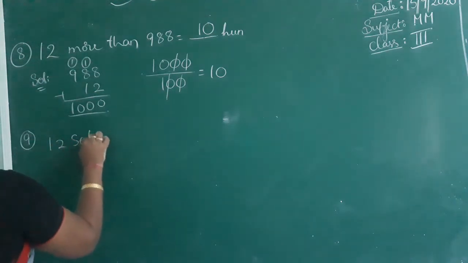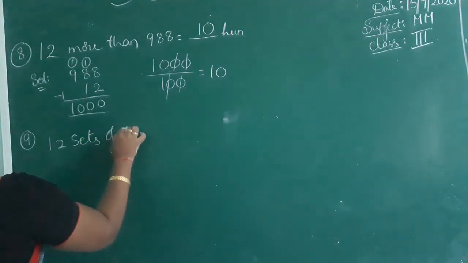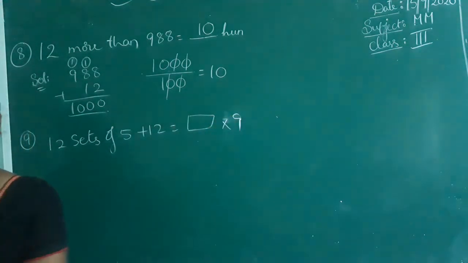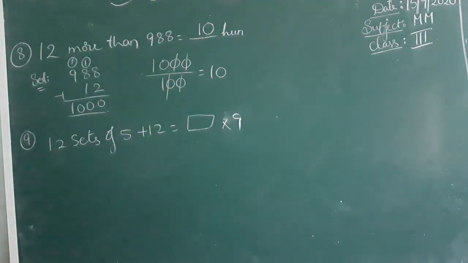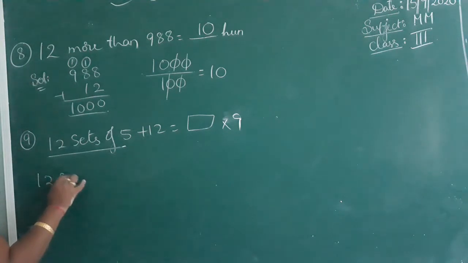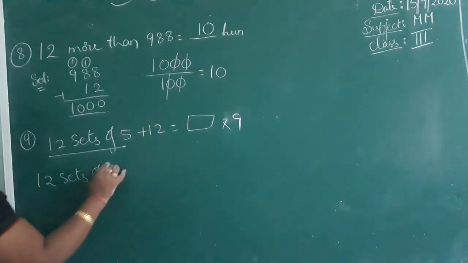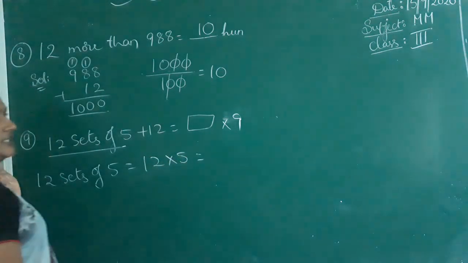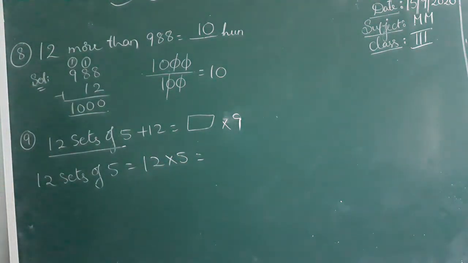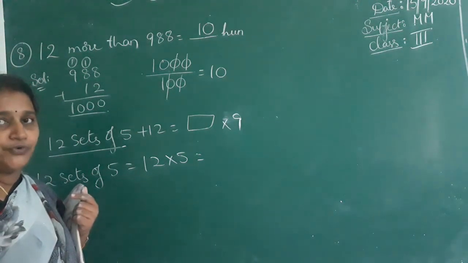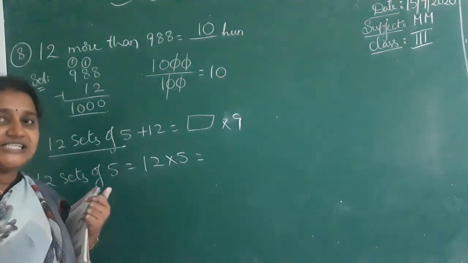12 sets of 5 plus 12 equal to blank into 9. See the question. 12 sets of 5. What is meant by 12 sets of 5? 12 sets of 5 means 12 into 5. 12 fives are how much, children? Already I told you: 12 ones 12, 12 twos 24, 12 threes 36, 12 fours 48, 12 fives 60.